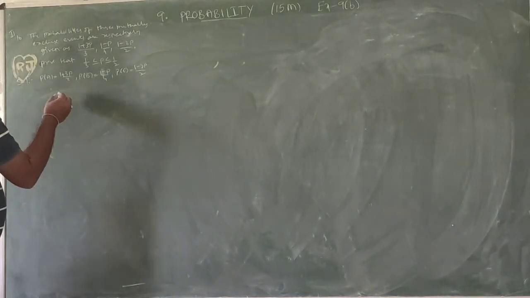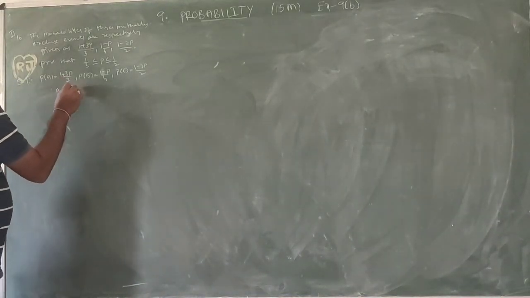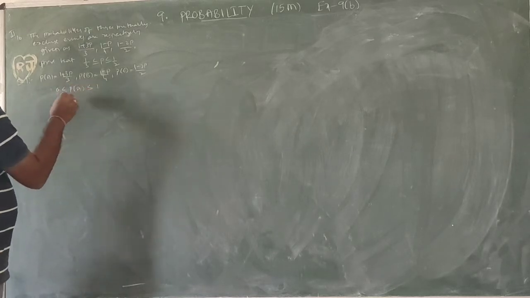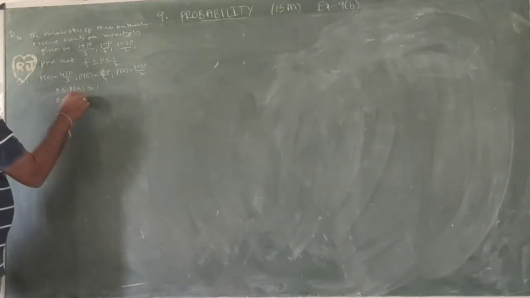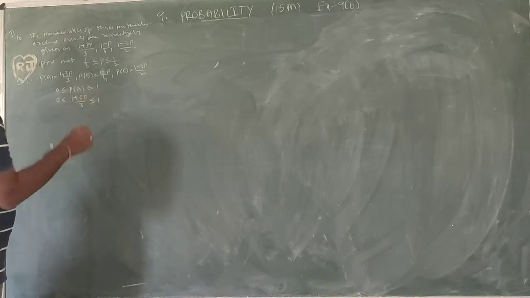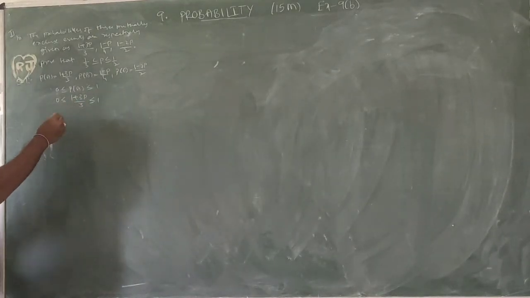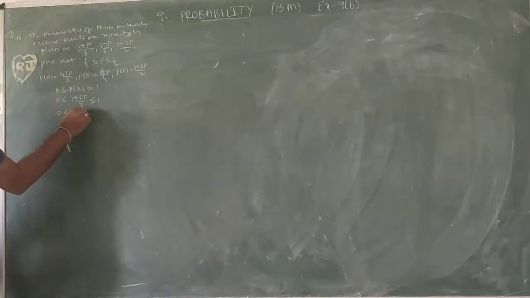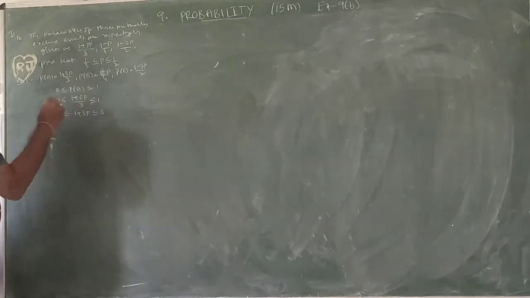0 ≤ P(A) ≤ 1. So 0 ≤ (1+3p)/3 ≤ 1. Cross multiply with 3: 0 × 3 = 0, so 1 + 3p ≤ 3.